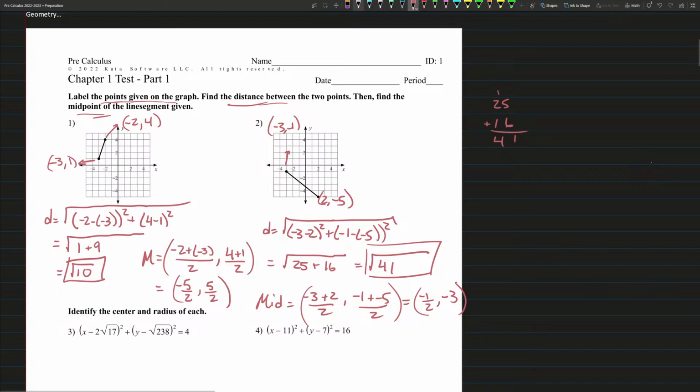All right, so you can calculate distance both ways, right? You can do x2 minus x1 squared plus y2 minus y1 squared. Or you can just change the order of the x's, right? It shouldn't matter. It doesn't matter.